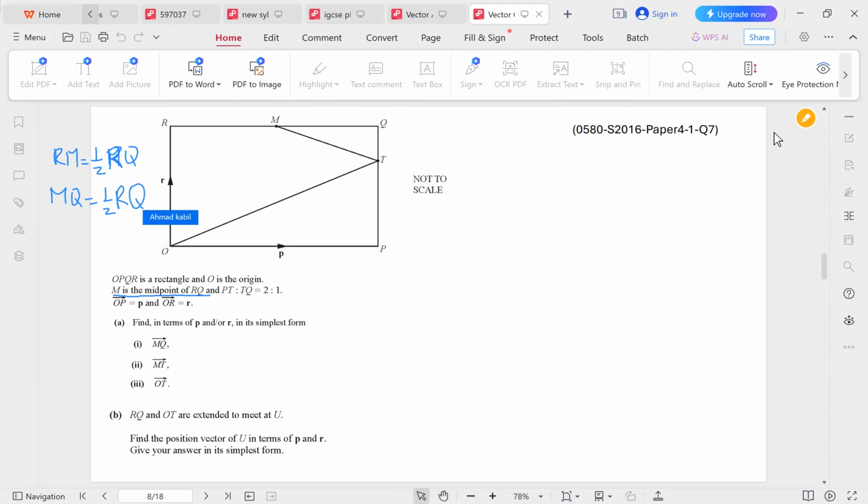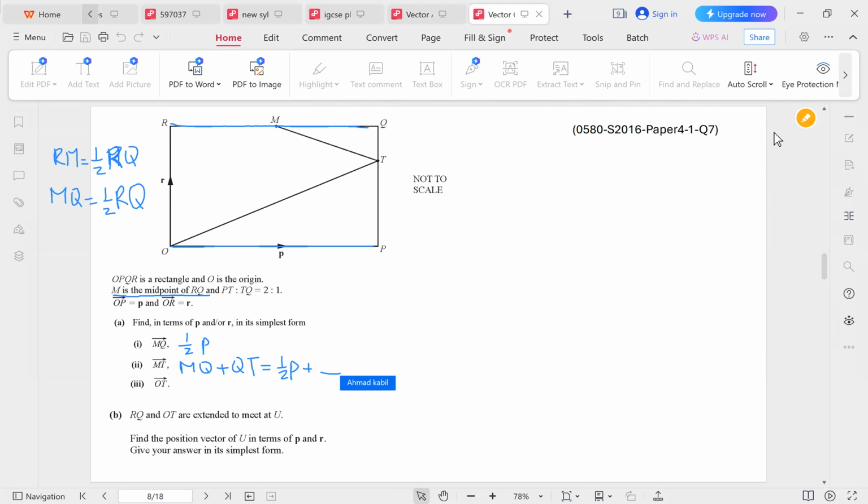Now, we want to get MQ, so MQ is half RQ. How would we get RQ? RQ is simply P, because RQ is parallel to OP. Since this is a rectangle, they are parallel and congruent, so therefore RQ is simply P. So therefore MQ would be half P. Next, we want to get MT. So MT would be MQ plus QT. We already have MQ, so this is half P, but we need to get QT.